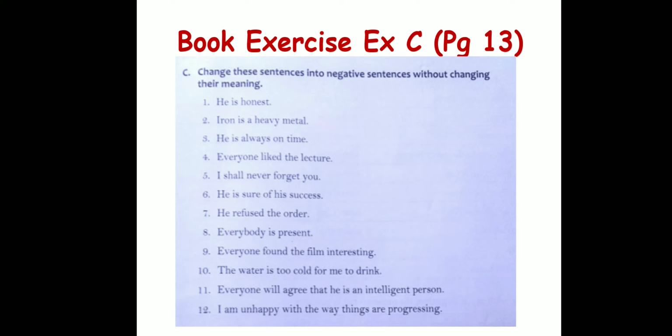The first one, I already discussed this with you. He is honest. So what is the opposite of honest? Dishonest. Very good. And you have to use not. So you will say he is not dishonest. This is the way I want you to do all the 12 sentences in your rough notebook. Be very careful. Don't do it in your English 1 copy right now. Just do the answers in your rough notebook.